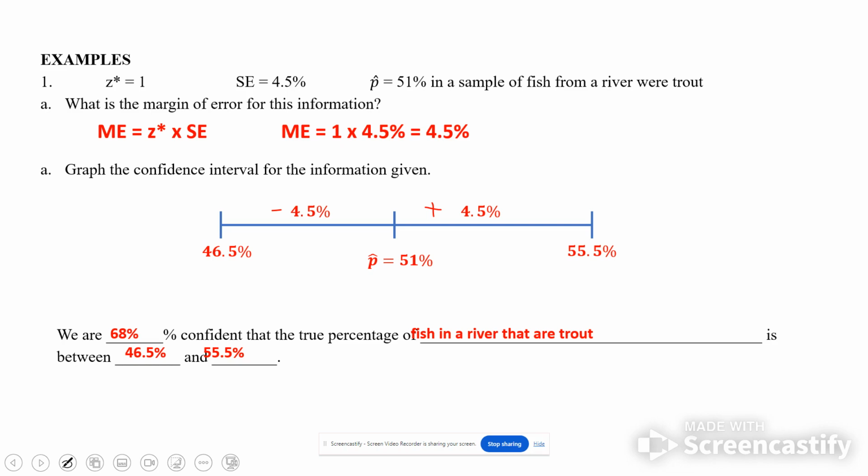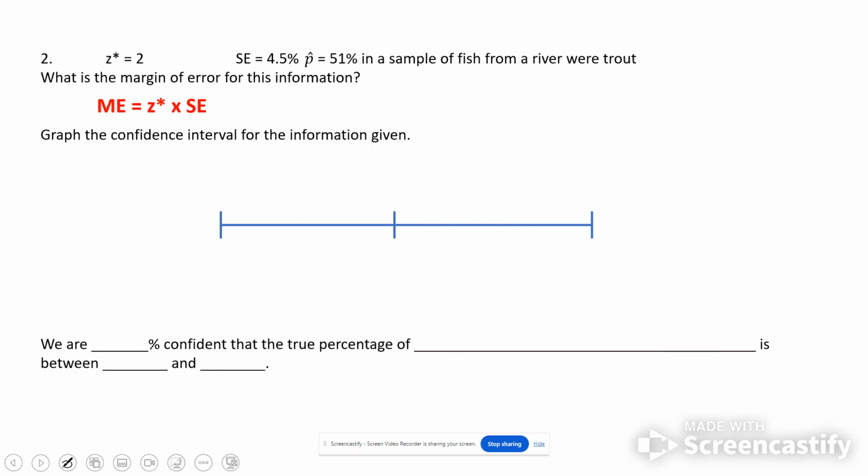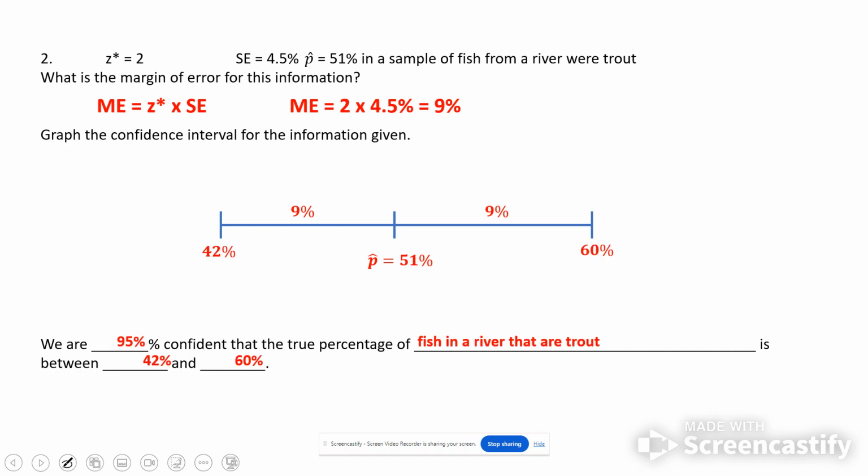All right, let's try another one. Let's try example number 2. What is the margin of error for this information? Z star is 2. So I'm going to put 2 here and multiply it by 4.5%. So 2 times 4.5%. Our margin of error is 9%. All right, let's draw our confidence interval. Make sure 51% is in the middle. And this time, instead of adding and subtracting 4.5, we're going to do it with 9%. So 51%, let's add the 9, and that's going to be our lower and our upper.